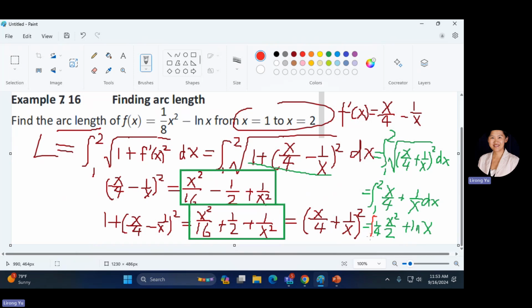I'm going to put in the upper limit and lower limit, the 2 and the 1. The final calculation is giving us 4 over 8, which is 1/2, plus ln of 2, the upper limit, minus, if we put in 1, it's 1 over 8. And then altogether you have 3 over 8 plus ln of 2. And I guess we'll use a calculator to finish the rest.